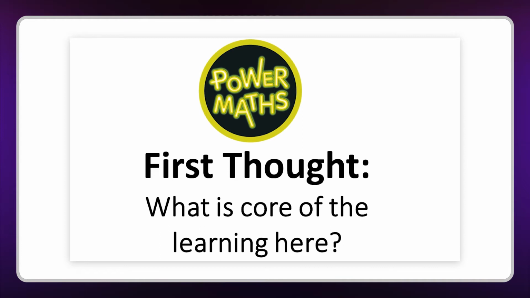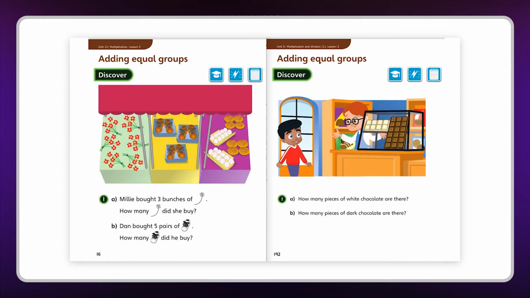So my first thought, and I think this is my first thought whether I'm teaching a single year group, 2 year groups, 4 year groups, or whatever, is to really try and dig into the lesson and think, well, what's the core of the learning here? So I'm going to take us through both of the lessons in parallel. This is the discover task, adding equal groups. I've got year 1 on the left side of the screen and year 2 on the right side.